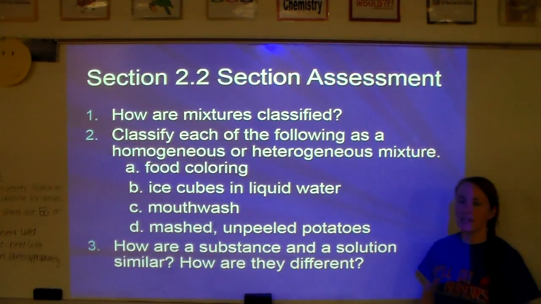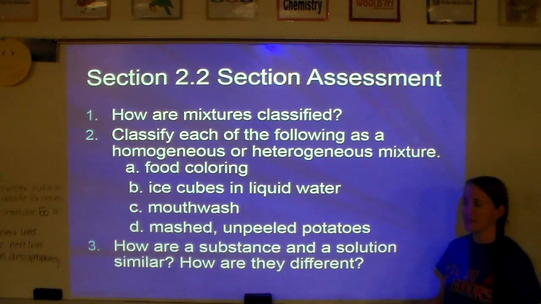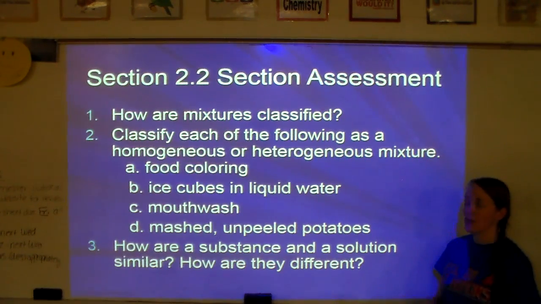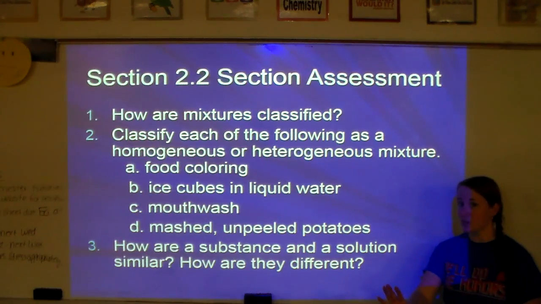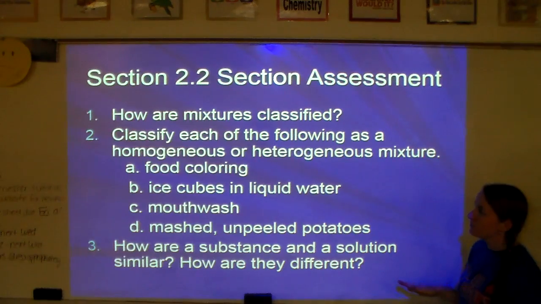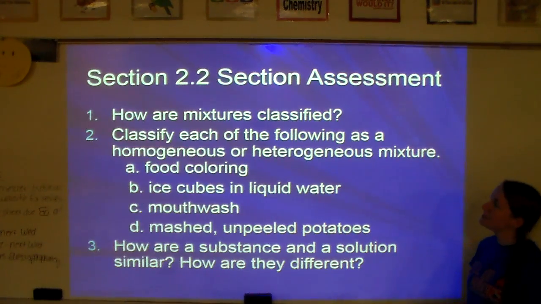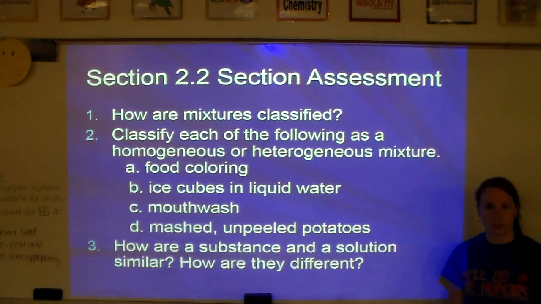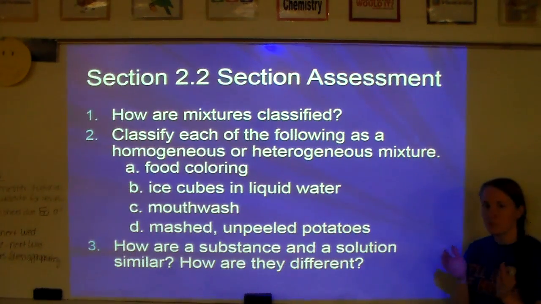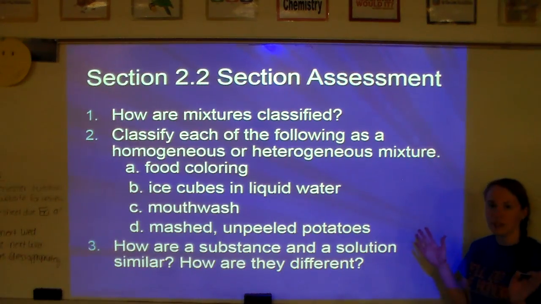So how are mixtures classified? Well, we talked about two types, and they were heterogeneous and homogeneous. Remember, heterogeneous, you can see the different parts like a chocolate chip cookie. Homogeneous, you cannot, like Windex. So number 2, it says classify each of the following as a homogeneous or heterogeneous mixture. So again, when you think about these, I just want you to think, can I see the different parts, or does it look like one thing?